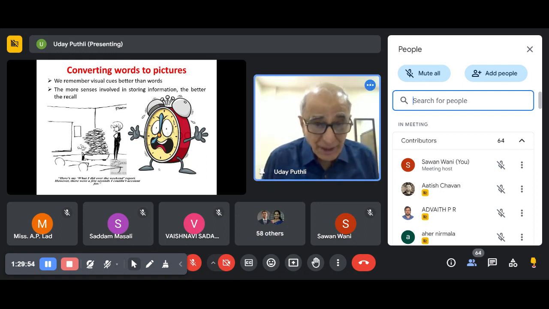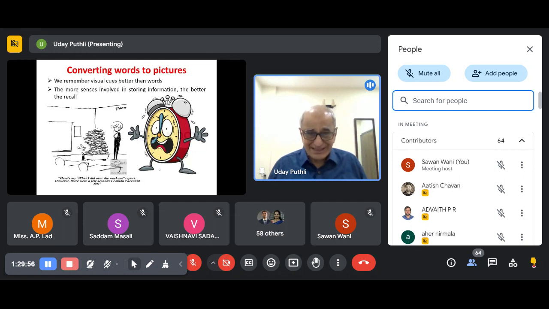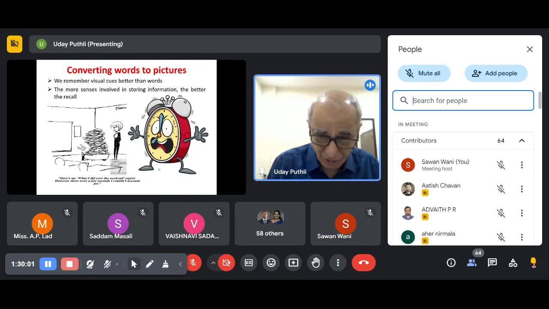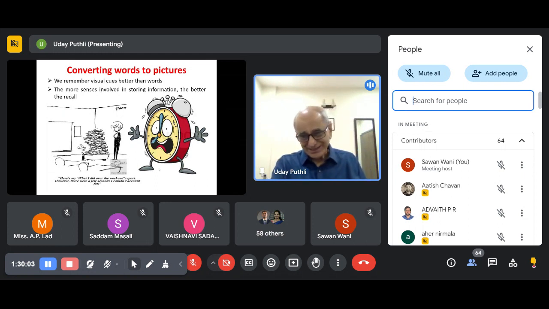So, therefore, you have to use more than one sense of the five senses you have for storing information for better recall. Now, this is just an illustration that I created from the internet, whatever I got. I'm telling you a story. Now, you have been given a project to do, and your boss has told you that by 8 o'clock tomorrow morning, I want this project report on my desk.